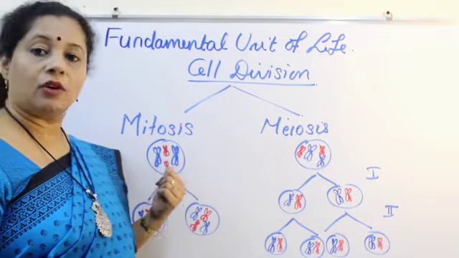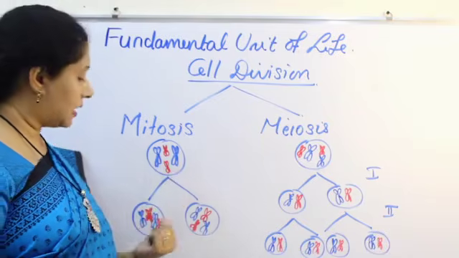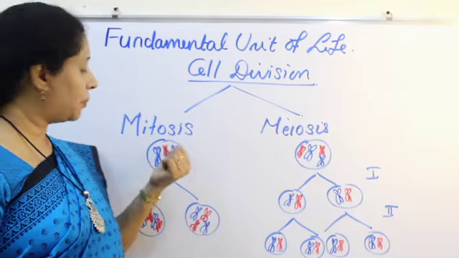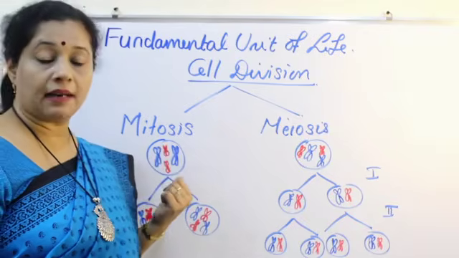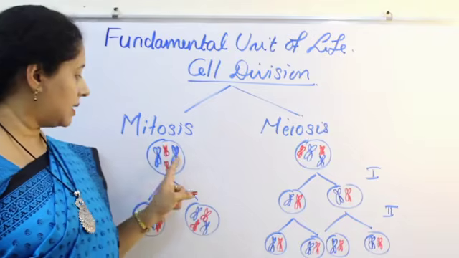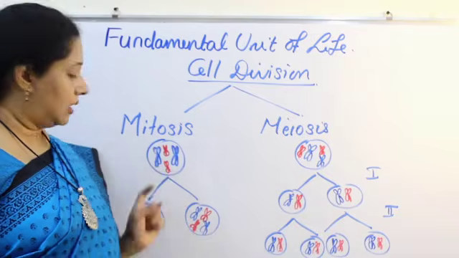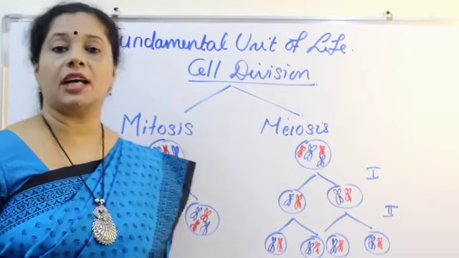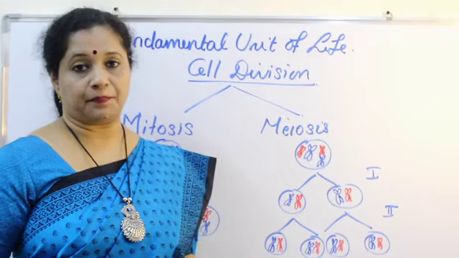Now what about the chromosome number? The mother cell had 4 chromosomes, right? The daughter cells also have 4. That means 2 pairs we say. Rather than 4, we say 2 pairs of chromosomes. That means 1 pair of blue and 1 pair of red. The daughters also have the same. So it is a kind of equational division.